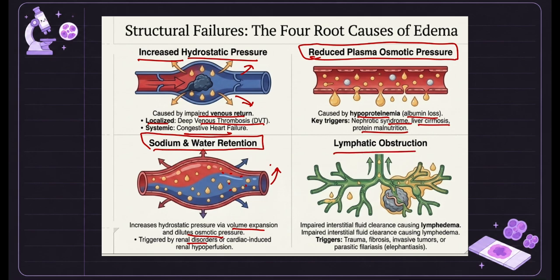Finally, we have lymphatic obstruction. If your lymphatic drains are physically blocked, interstitial fluid has nowhere to go. It builds up and causes severe lymphedema. Triggers for this include trauma, invasive tumors, or a parasitic infection called filariasis, which leads to elephantiasis.